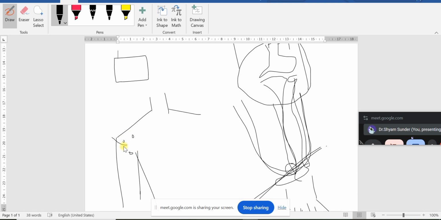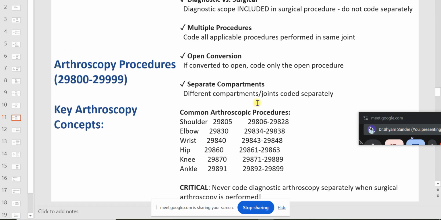What are the advantages? Because the openings are small, they heal quickly, with not much hospitalization. The next day, the patient can be discharged. So minimal post-operative complications. These are the advantages of arthroscopy. So what is the series of codes? 29000 series codes. Shoulder arthroscopy 29805, elbow, these are the arthroscopy procedures. They can do a lot of repairs, mostly repair of the ligaments and cartilages. So go through these arthroscopy codes, 29805 to 29999. Very important, and of course easy to understand.